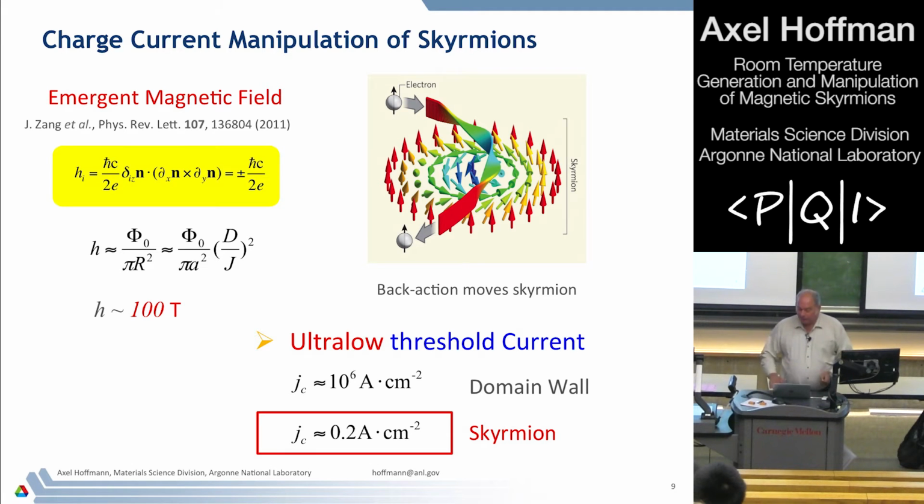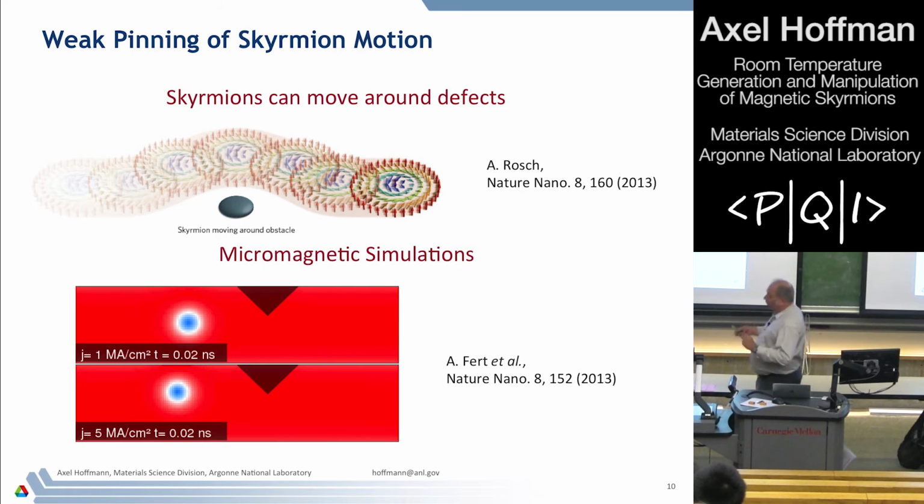There's another aspect that facilitates the easy motion. Namely, because they are a localized structure, they can move around defects. And so if you have a skyrmion moving through material, it may easily avoid obstacles. You can see this in micromagnetic simulations, which were done about 3 years ago in Albert Fert's group, where they see that if you put a skyrmion in a wire and you put a triangular defect into this wire, the skyrmion moves easily around it, and only at very low current densities does it get stuck at even these very large defects. So that seemed to suggest that this is also very robust in moving.